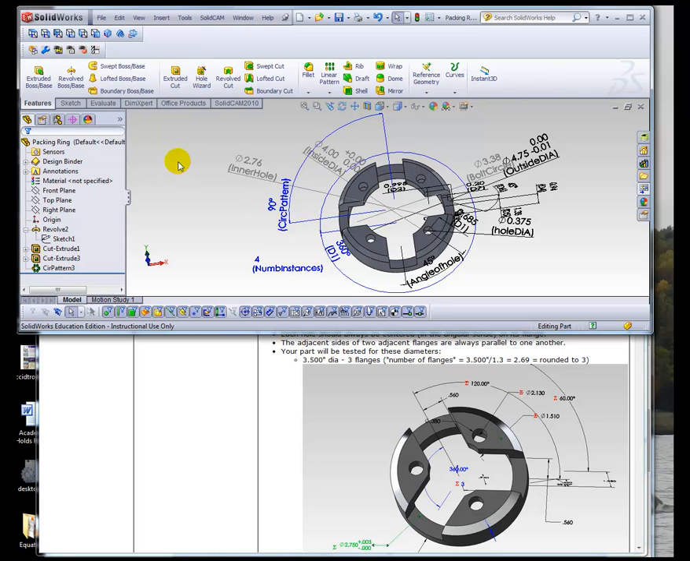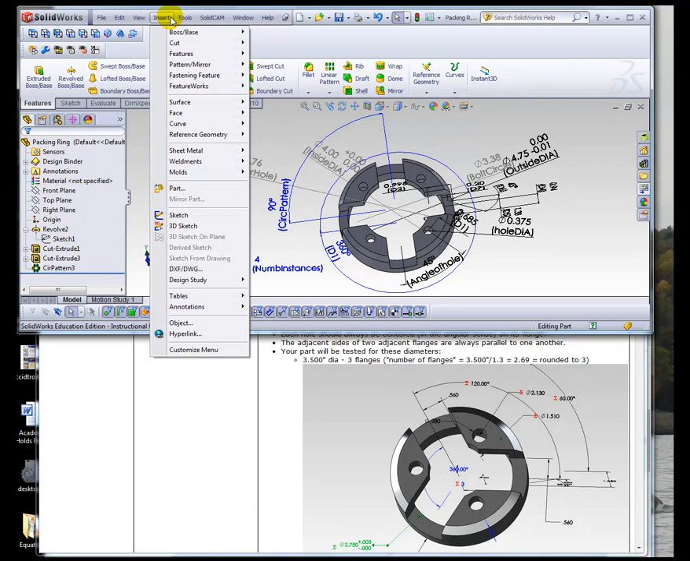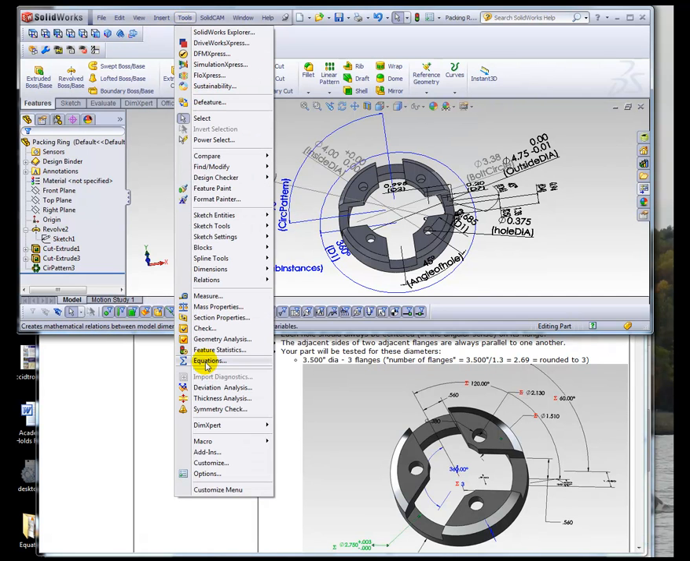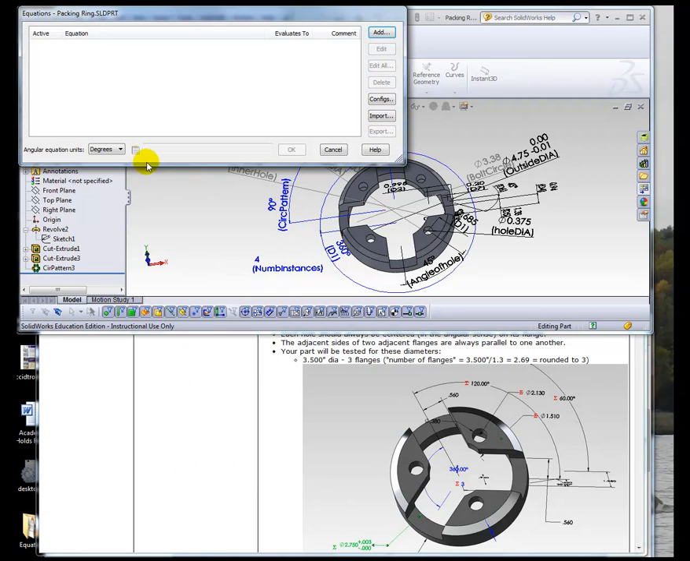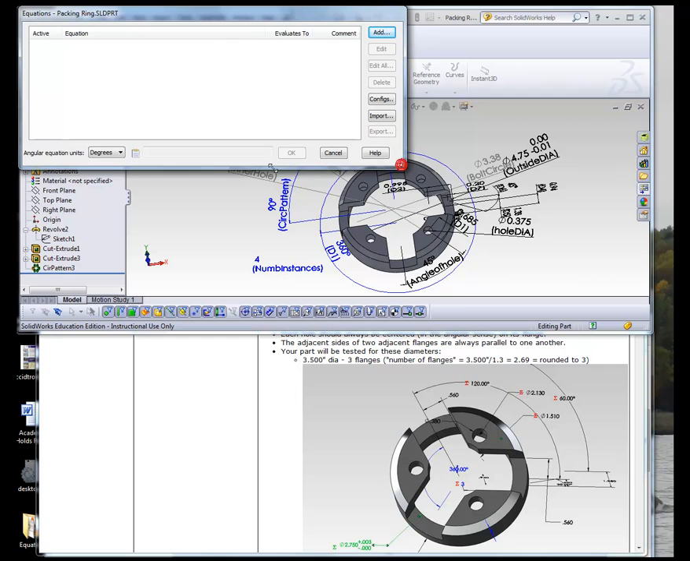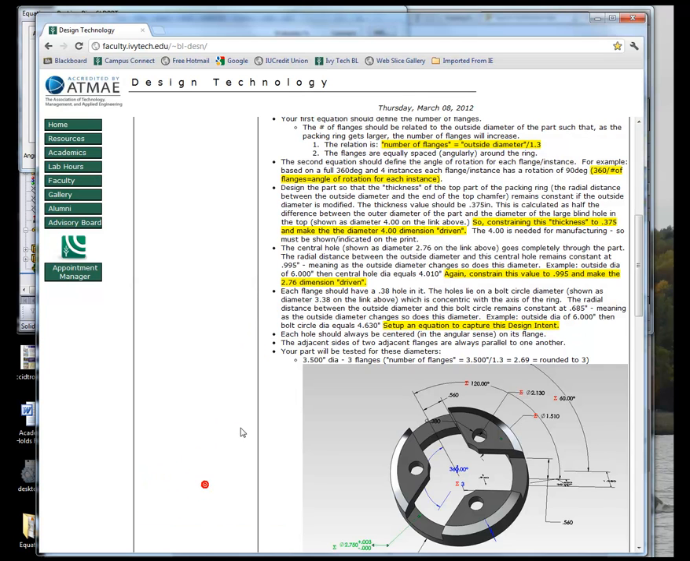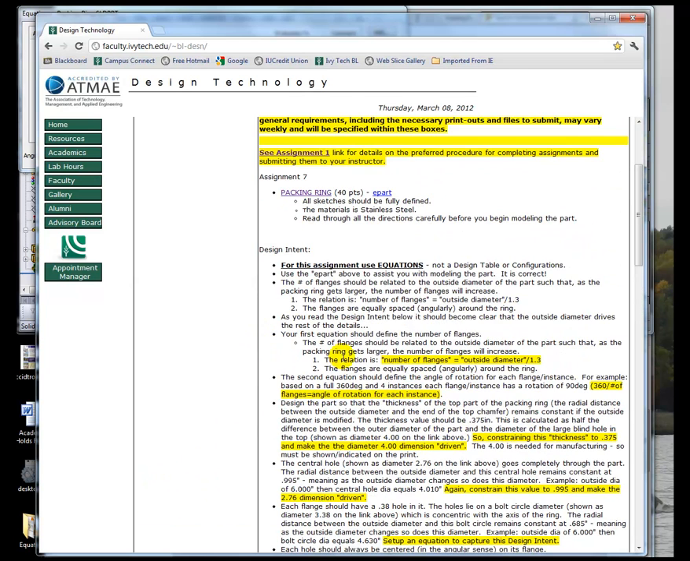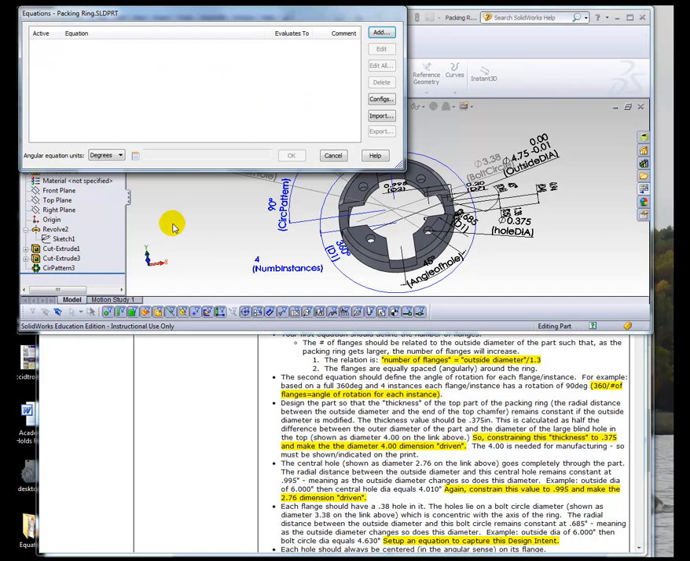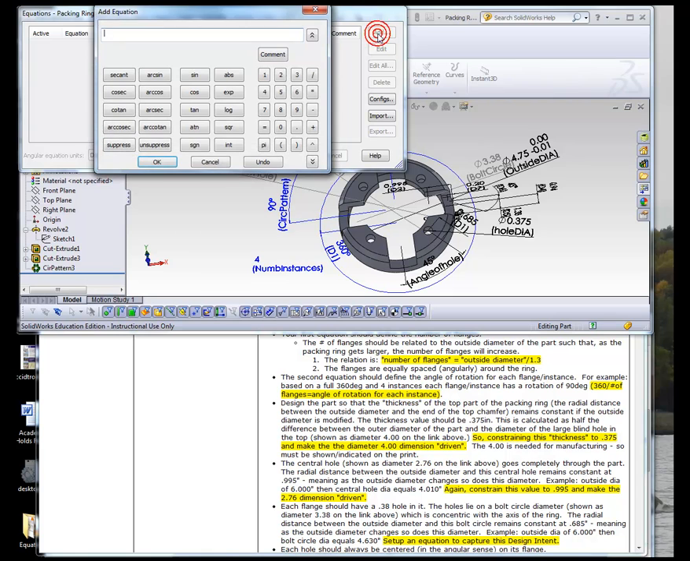So you need to insert equations. So it's either insert or, let's see here, it's tools and then equations. There we go. Tools and equations. And it pops up this screen. And what we're going to do is we're going to dynamically make these. And per the instructions, the first one you want to make is the number of flanges. Okay? So we want to add an equation.